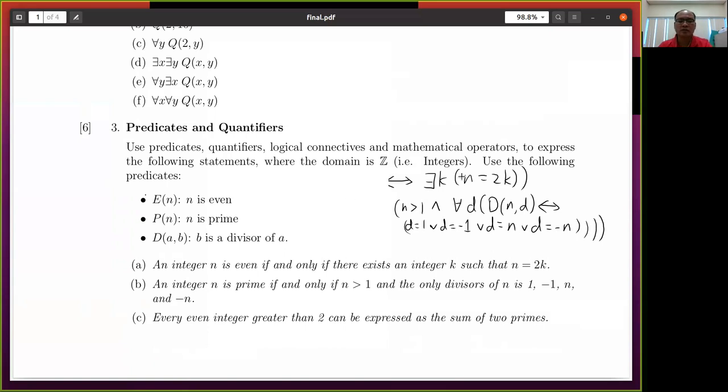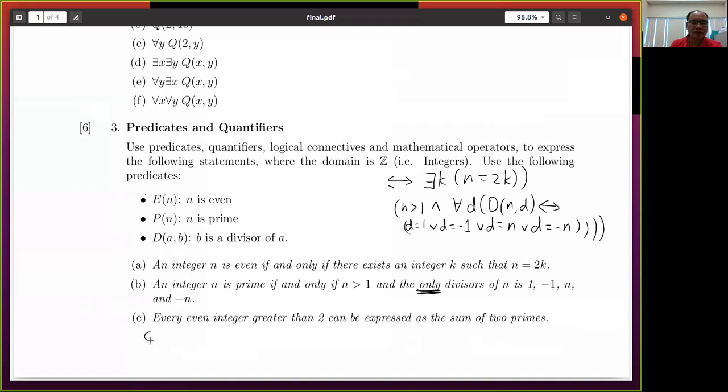Okay, so let's review this because this one's a bit complicated. For every n, n is a prime number if and only if something. What is this something? n has to be greater than 1 and, the hard part, the only divisors of n are 1, minus 1, n, and negative n. When you say the only, that means no other numbers are divisors. So basically you have to say for any number d, if d is one of these 4, then it's a divisor. But vice versa, if you have a divisor, then it must be one of these 4. There are no other things that can divide n.